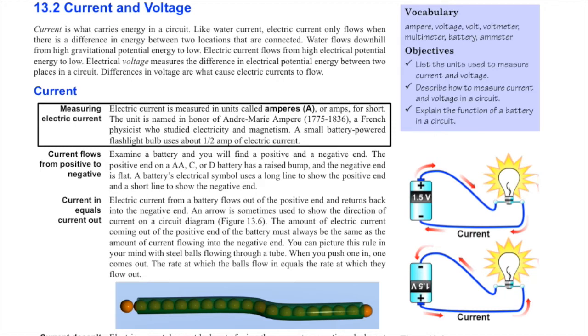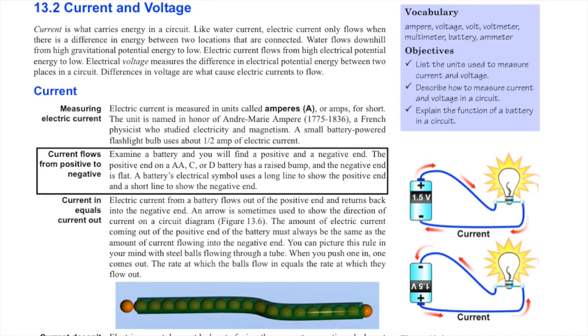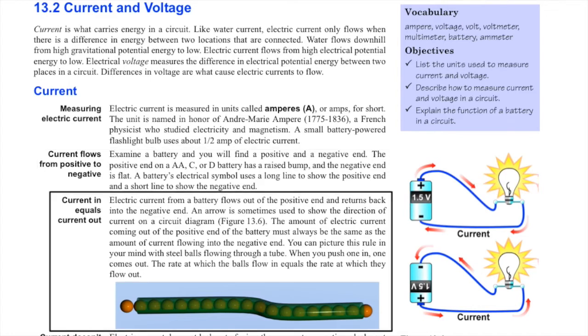A small battery-powered flashlight bulb uses about a half amp of electric current. Current flows from positive to negative. Examine a battery and you will find a positive and a negative end. The positive end on an AA, C, or D battery has a raised bump, and the negative end is flat. A battery's electrical symbol uses a long line to show the positive end and a short line to show the negative end.